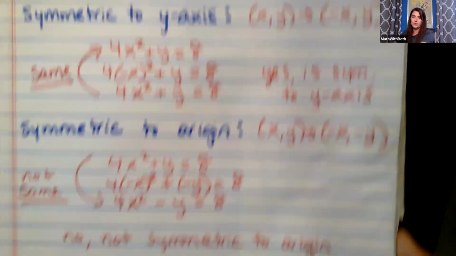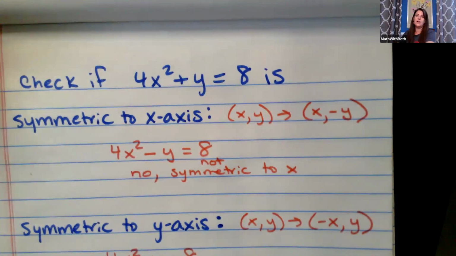So those are the 3 tests to find out if something is symmetric to the x-axis, the y-axis, and the origin.